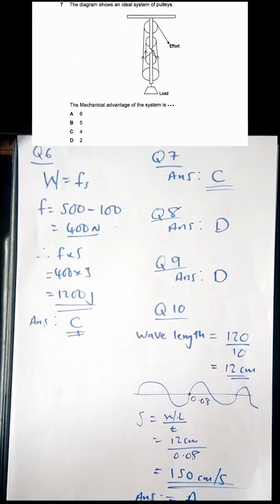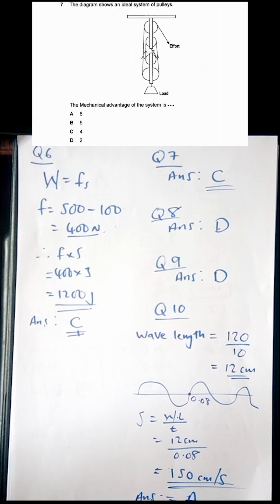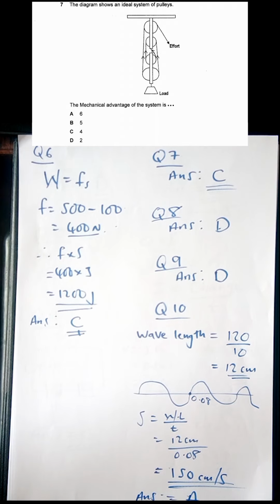We come to question number 7. The diagram shows an ideal system of pulley. The mechanical advantage of this system is, so you just count the number of circles, which is 4 there, and we find it on option C.